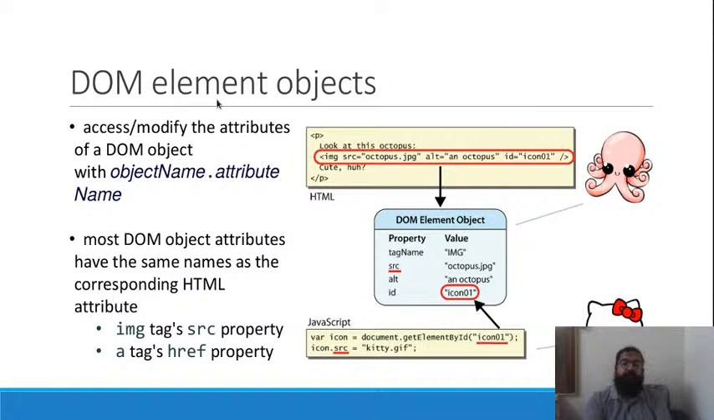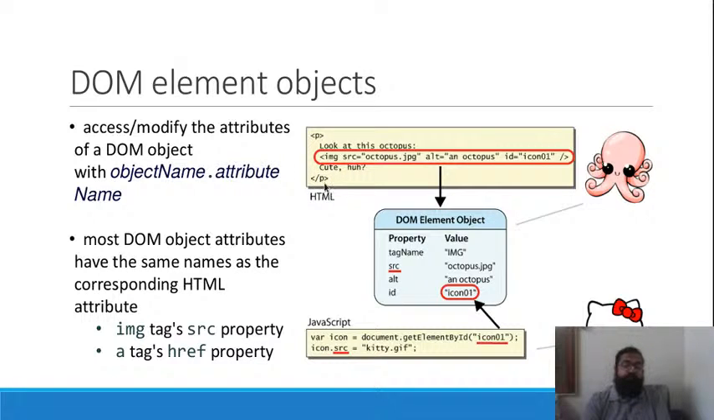So the DOM element objects. We have an image source, and this is in the HTML. In the HTML you have a paragraph. In the paragraph you have 'look at this octopus', and an image with alternate text 'octopus', and this tag has an ID called icon01. You know that an ID can be used only once in an HTML document, right? So this has the ID icon01, and then the paragraph is closed.